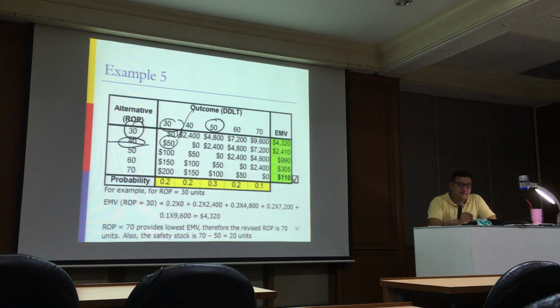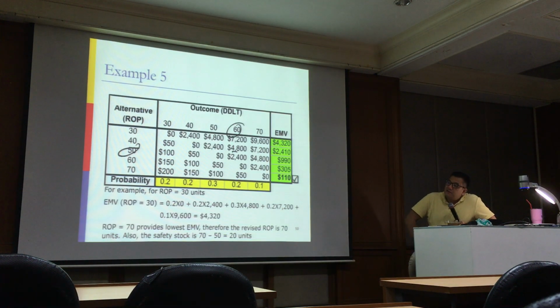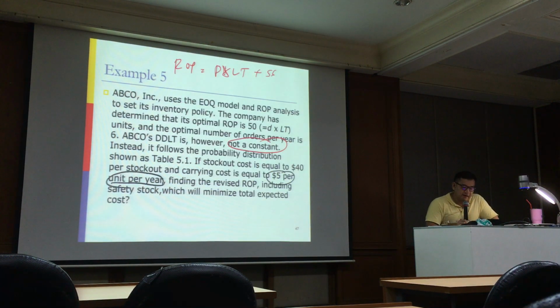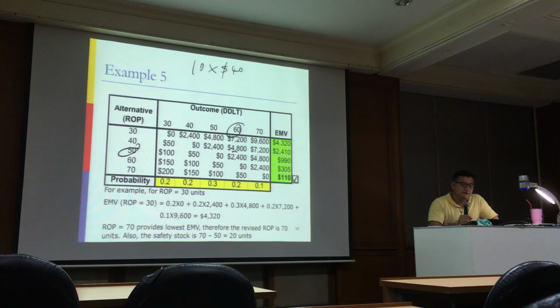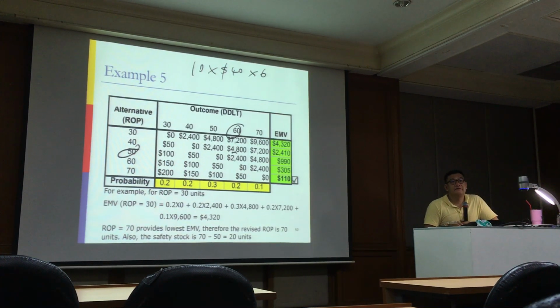And then we do this case by case. For example, let's say order point 50 and demand is 60, what happened? Order point 50, demand 60, you have short 10 units, right? So then 10 units, stock out cost is 40, right? Let me see, yeah, 40. And then what next? You have 6 orders.